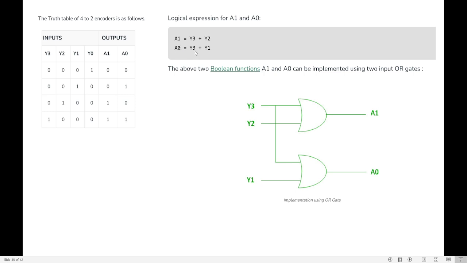After writing the expression, draw the logic diagram for it. How many inputs? Y0, Y1, Y2, Y3. Now what are the 2 outputs? A1 and A0. What is A1? Y3 plus Y2. So I have taken Y3 and Y2. Since it is plus, it is an OR gate, so when I OR both Y2 and Y3, I get A1. When I OR Y3 and Y1, I get A0.